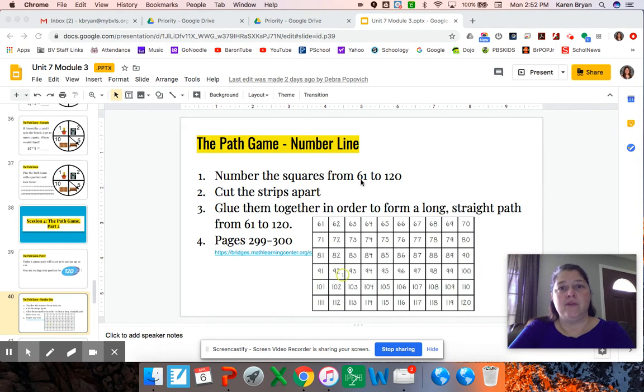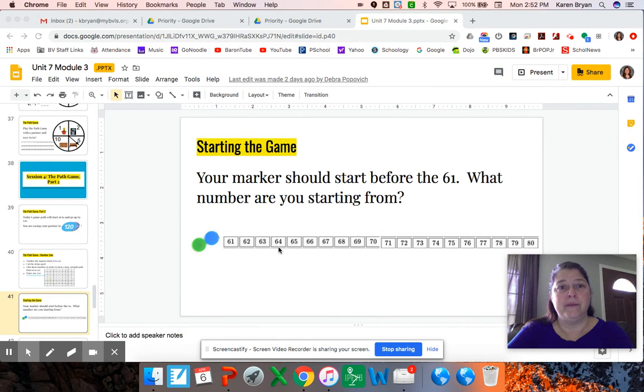So you're going to number the squares from 61 to 120, cut the strips apart, glue them together. But again, like I said yesterday, if you can't print these pages out, you can just take strips of paper and mark the numbers. Make sure you're spreading them out enough so that you can use a penny or a cube. Your marker should start before 61. So we are starting at 61 today. We're not starting all the way back at number 1. We are just going to go from the number 61 all the way to 120.